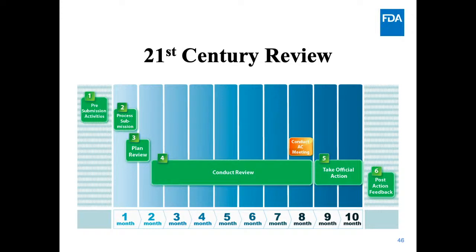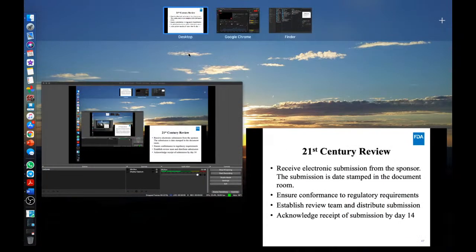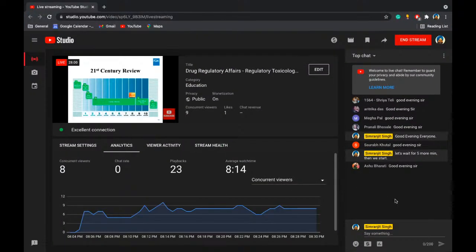first the pre-submission activities are done, and in the first month the process submission, then plan review in the first month, and then from 2 months to 10 months you will conduct the review and take official action by the end, in the last 2 months. Then have some post-action feedback. So in this way almost 1 year is carried out for any review before any new drug is administered into the market. Taking the paperwork and all these things is not easy, but it is also one of the important parts of doing so.